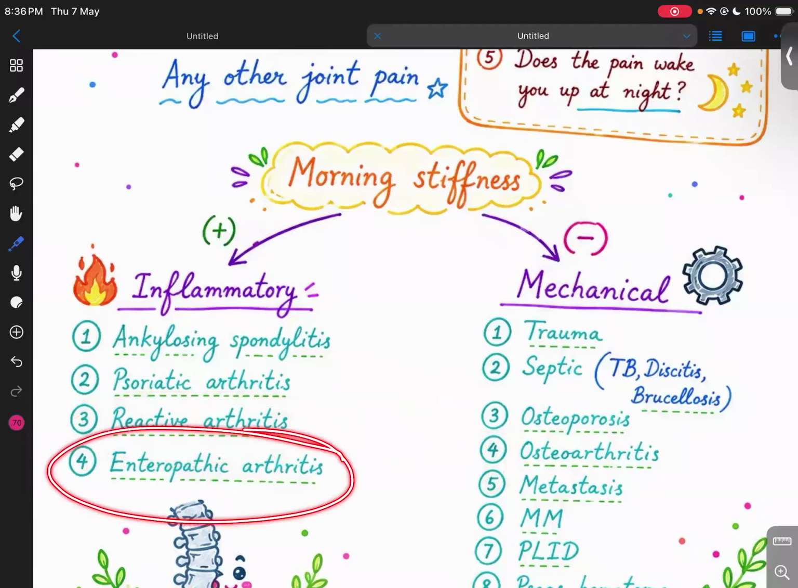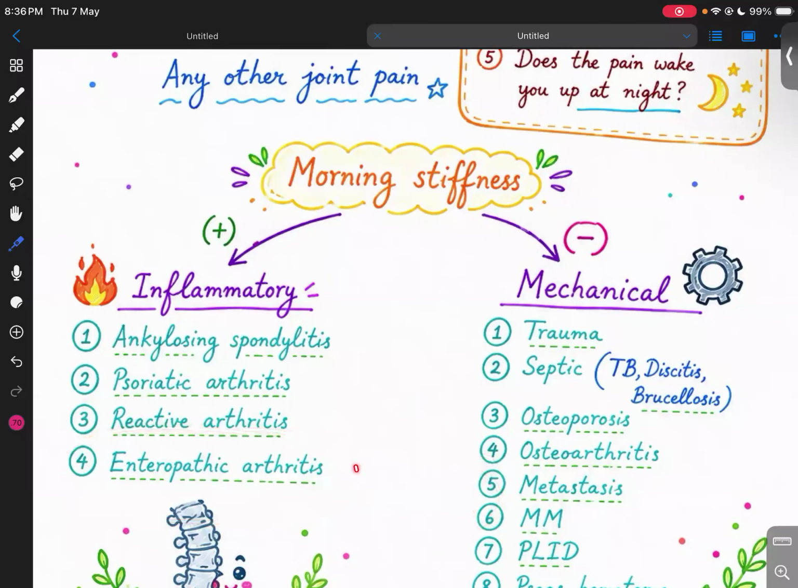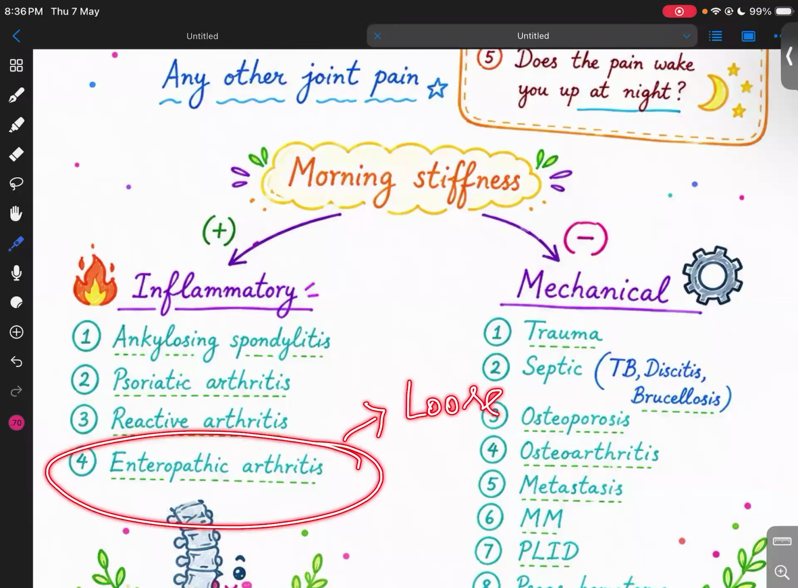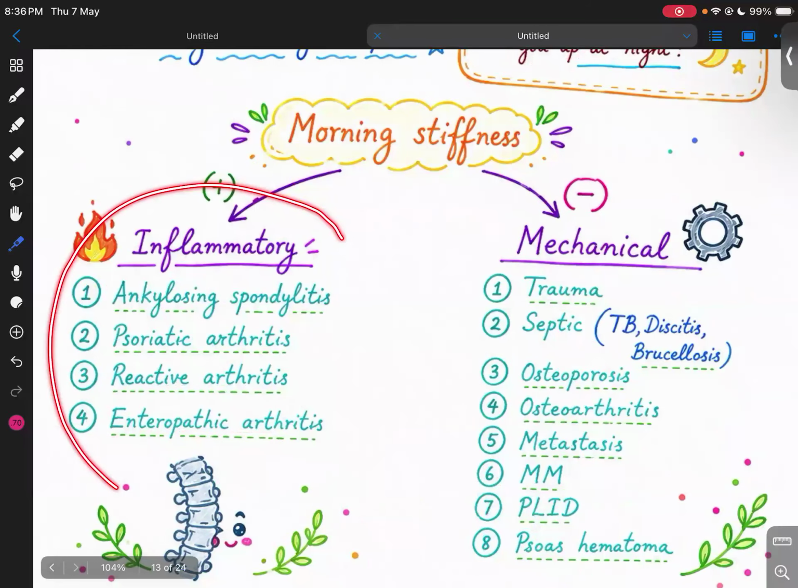To rule out enteropathic arthritis, we have to ask the screening questions of Crohn's disease and ulcerative colitis separately. The questions are, do you have any loose motion, any blood in the motion? Rather than asking about any change in bowel habit, the smarter approach is asking them separately. Any loose motion for Crohn's disease, any blood in the motion for ulcerative colitis. It will prove to the examiner that you are a smart candidate. So this is for inflammatory back pain, and they are very common. Each of these cases has come in the PACES exam.